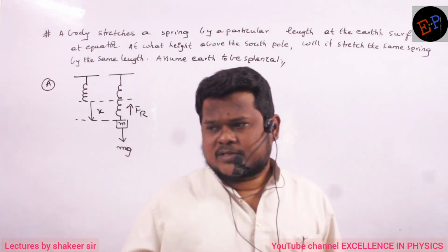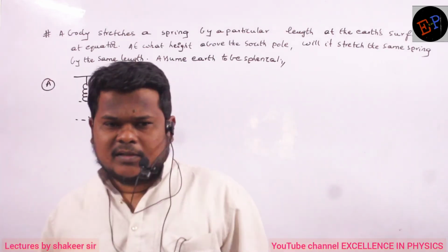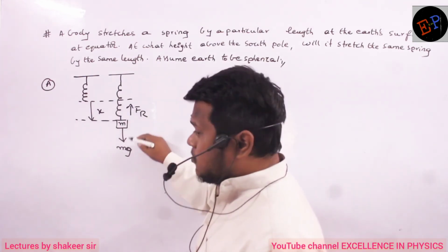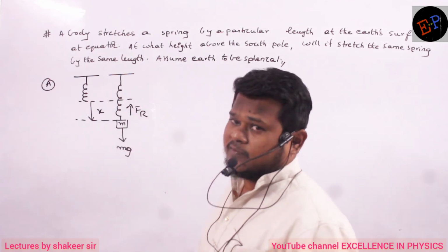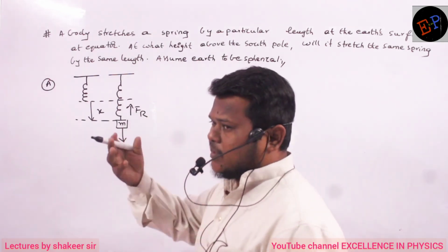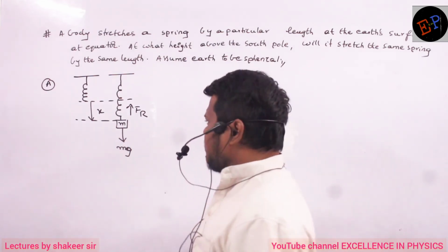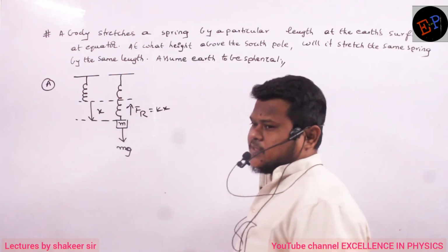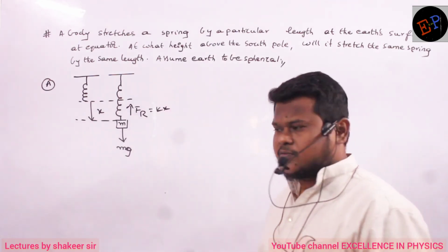When I pull the spring in a downward direction, restoring force will develop in the opposite direction. So when the restoring force and mg become equal, only then will the spring stop elongating. Until mg and the restoring force become equal, there will continuously be some elongation. And what is the equation for restoring force? The equation for restoring force is k into x.